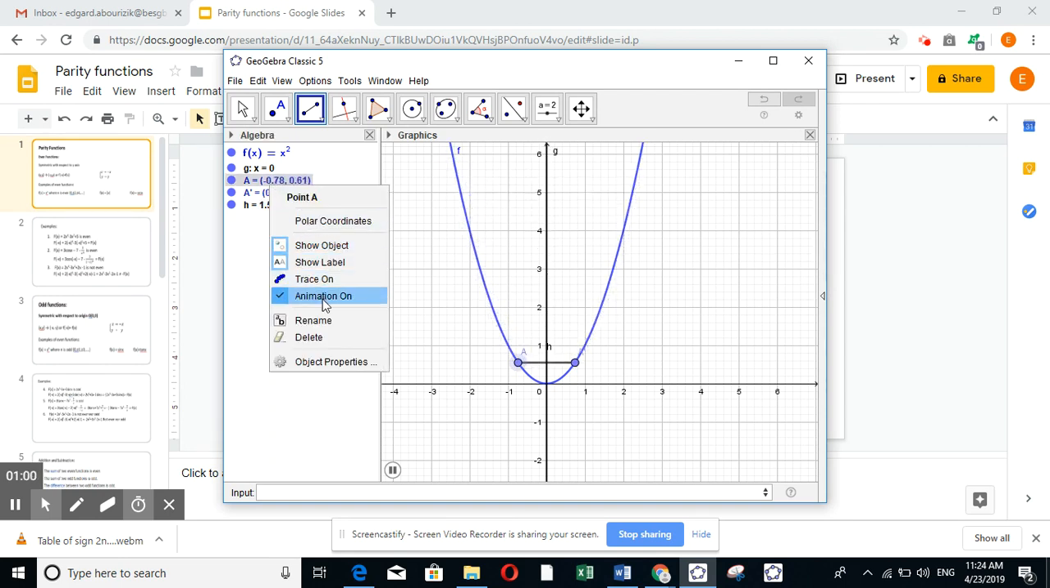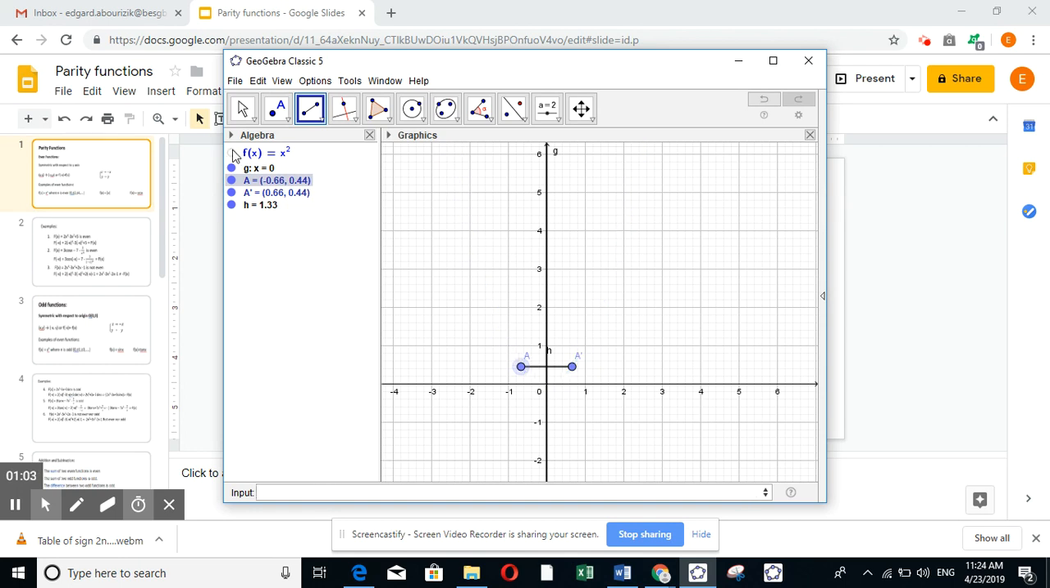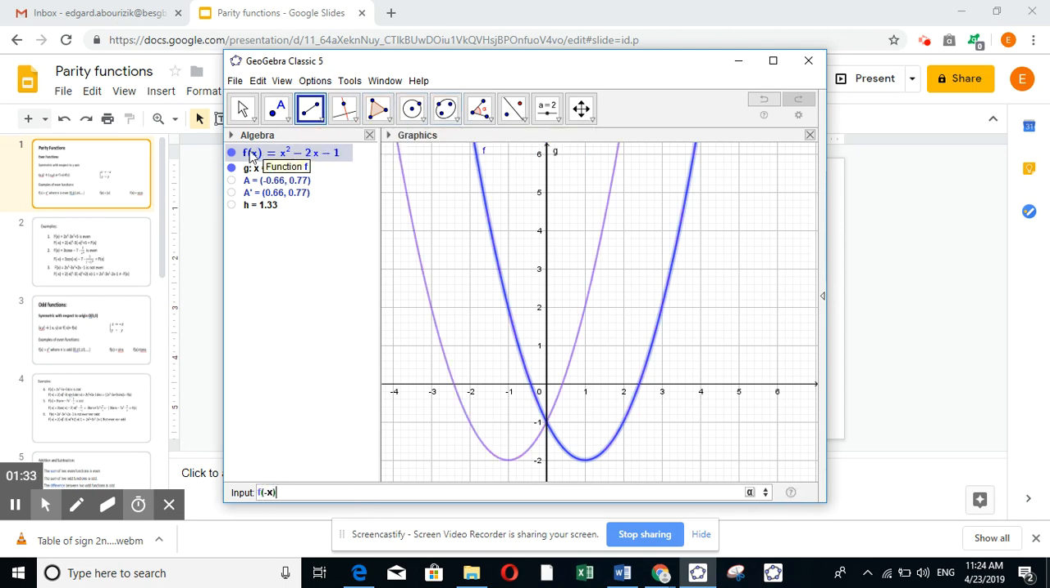Or if you want more, pick another curve, any curve, f of x equal, for example, x squared minus 2x minus 1. So this is the curve we have graphed. If I do f of minus x, and I keep y as it is and put the opposite sign on x, you can see the blue curve and the purple one are symmetric with respect to the y-axis.